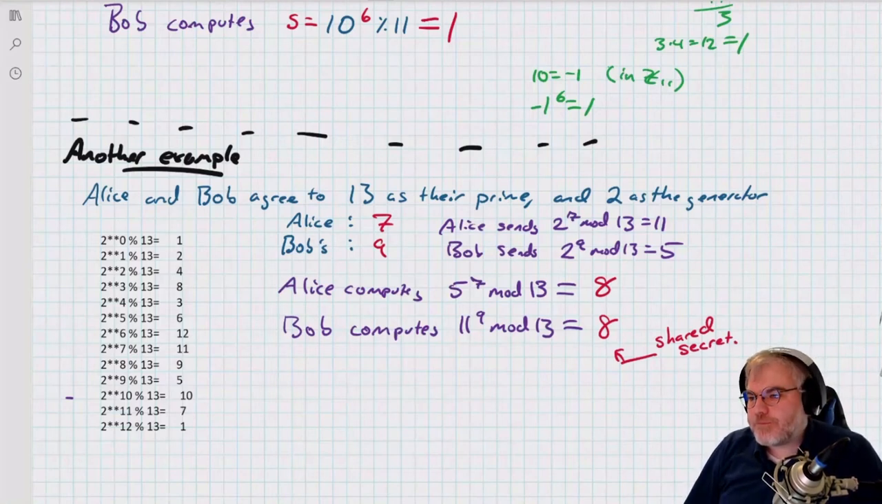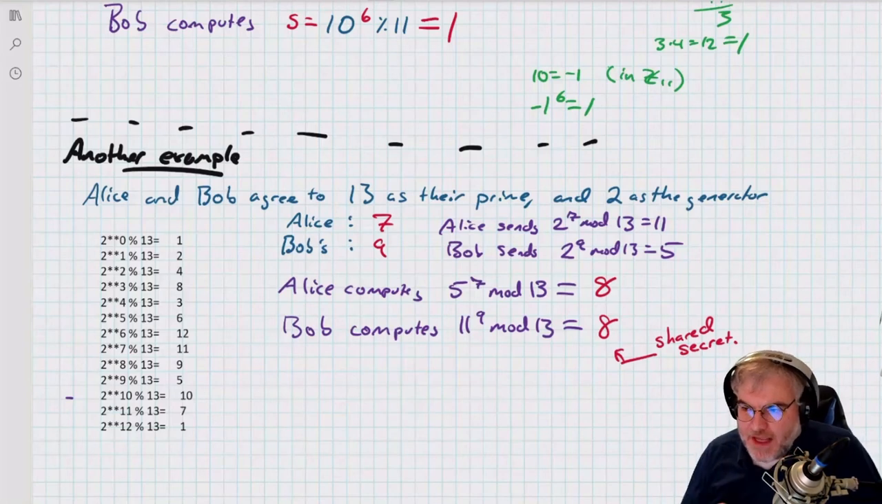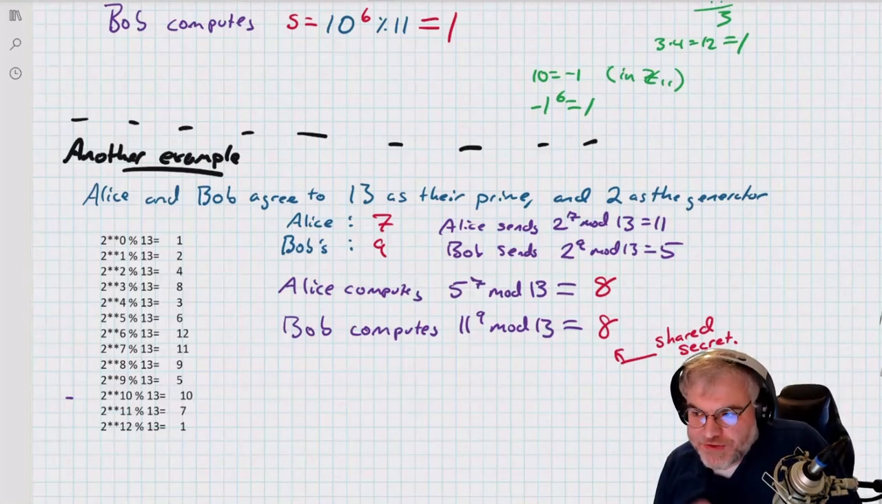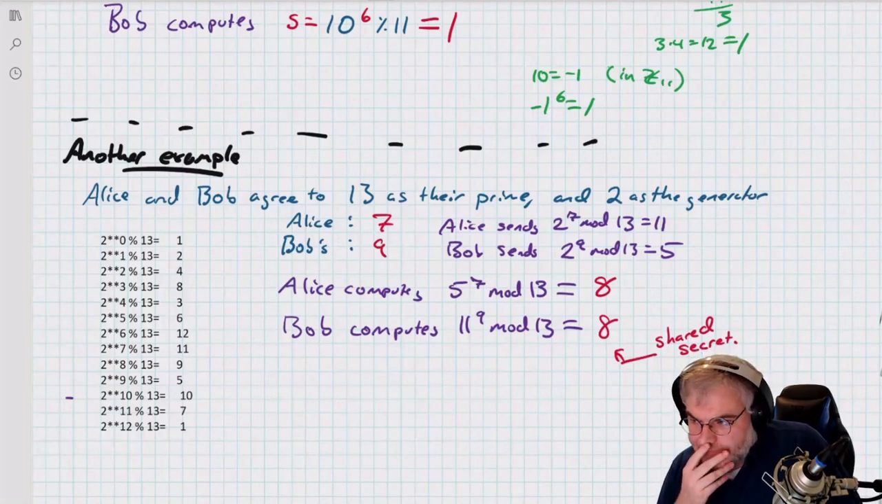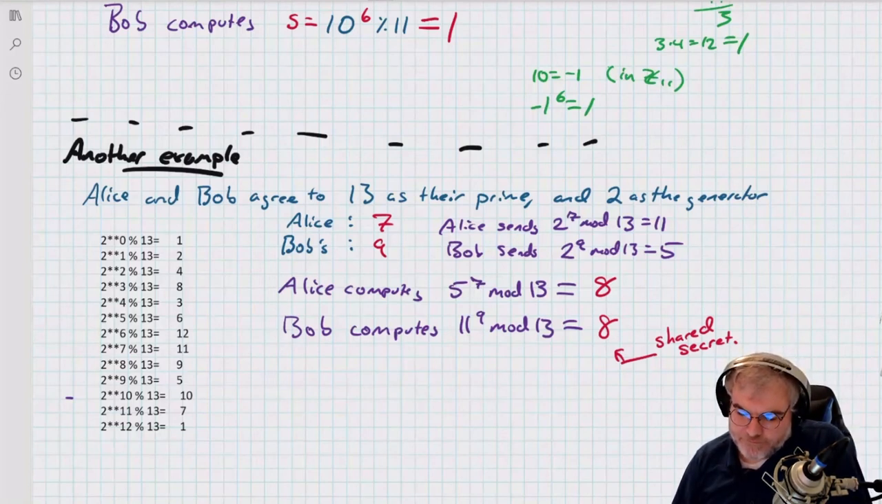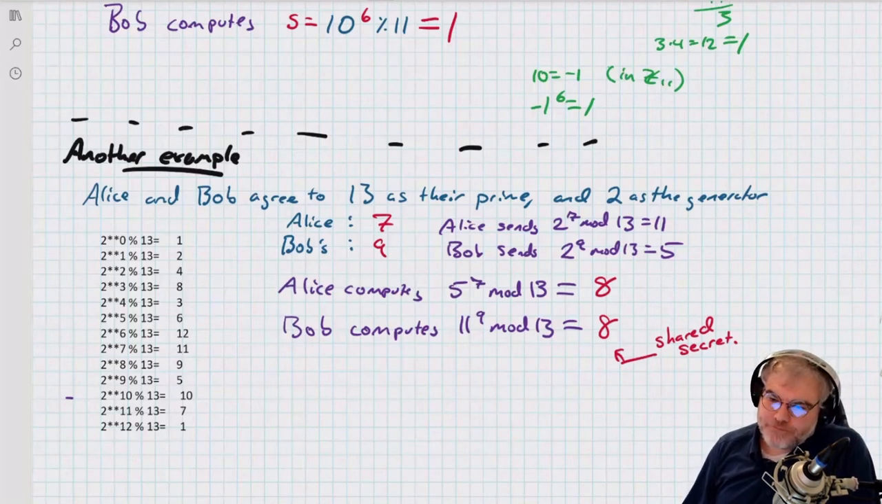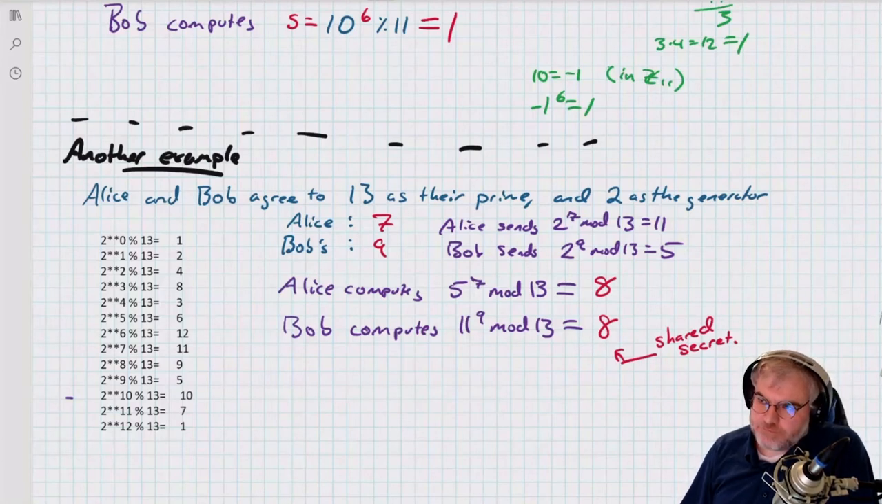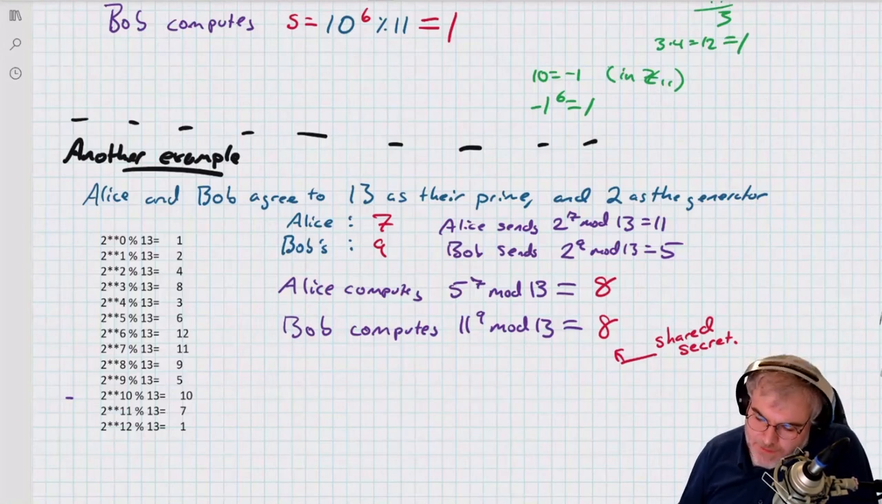All right. So how do we feel about that, 1 to 5? I now have an algorithm that will share a secret that I never sent over the internet. Why does it work? Okay. Here's why it works.